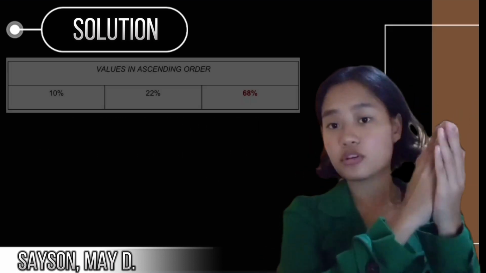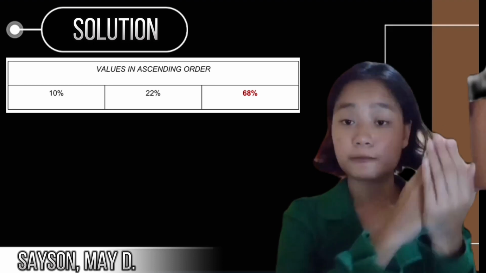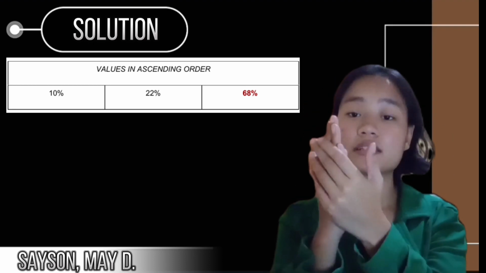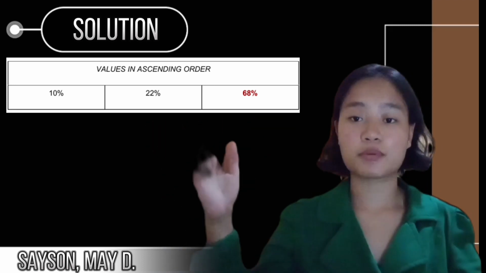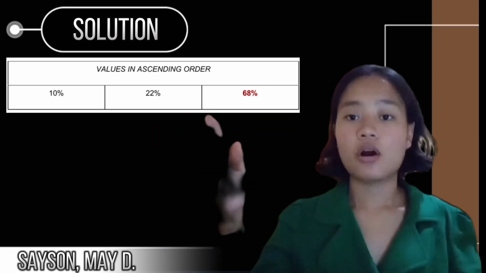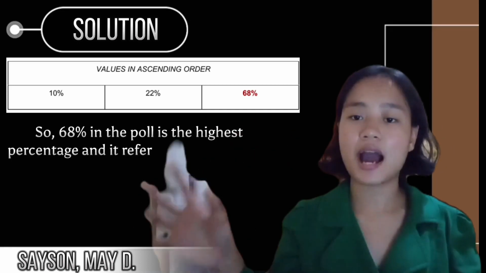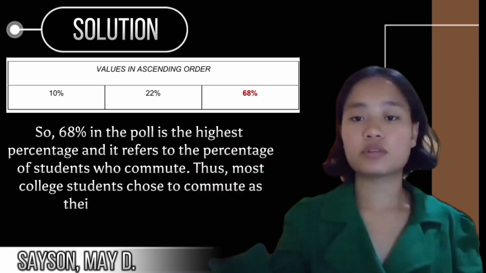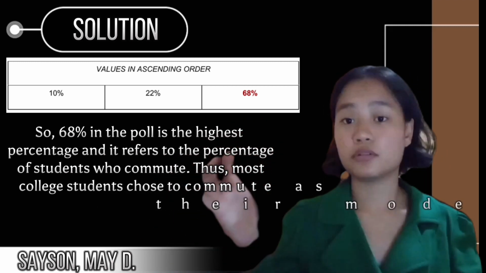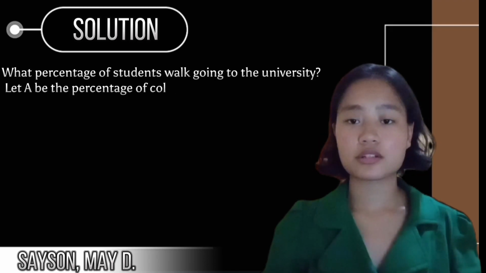So for the first order, we have 10%, which is the percentage of students who walk. Next is 22%, the percentage of students who have personal services. And the last or highest percentage, 68%, which is the percentage of students who commute. So as we identify, 68% is the highest percentage, making this, in conclusion, that most students' mode of transportation is commuting.